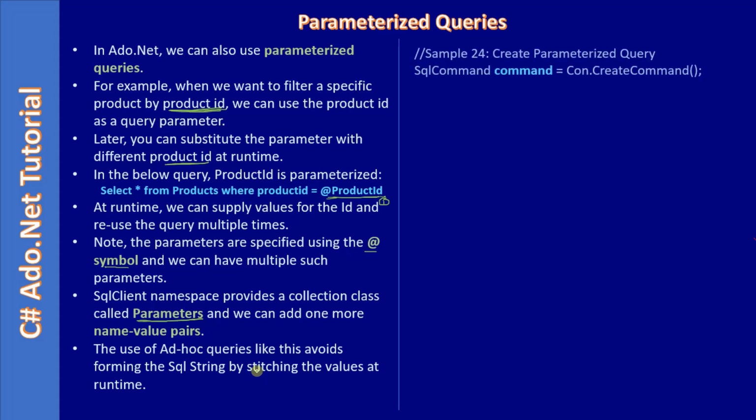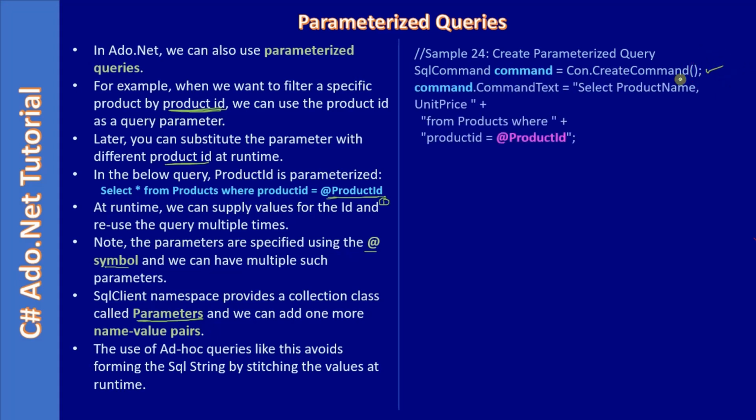Now let's have an example. Here if you see, we are creating the SqlCommand object. Then we are forming the command text. While we are forming the command text, we are forming the parameterized query: select product name, unit price from products, products is the table, where product ID equal to, here we are passing the parameter. And we are passing only one parameter, but you can pass multiple parameters as well.